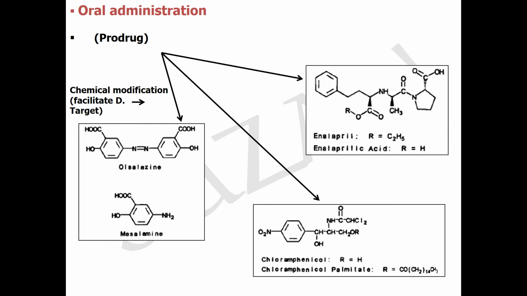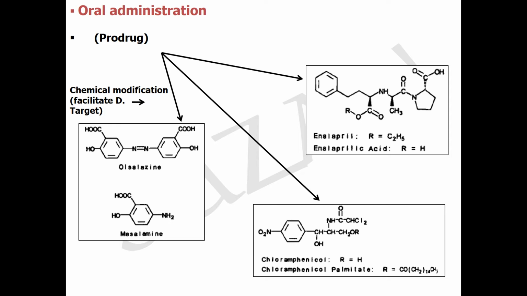Sometimes we do chemical modification on certain drug in order to have some benefits. So here I have the term prodrug. What do we mean by prodrug? Prodrug is a pharmacologically inactive compound which is converted inside the body to the active drug by metabolic biotransformation, and this biotransformation can be either enzymatic or non-enzymatic.